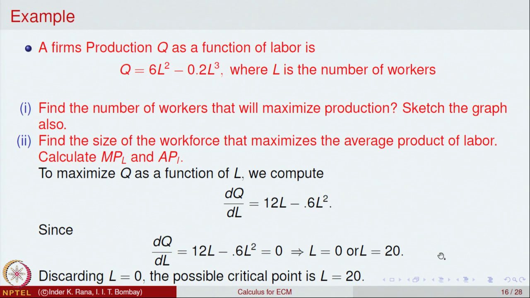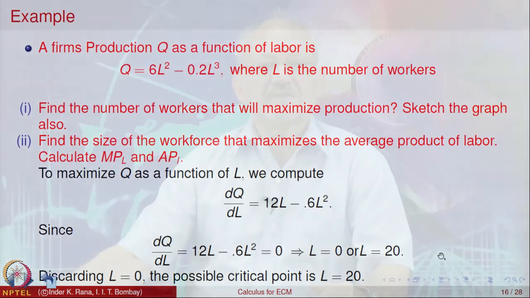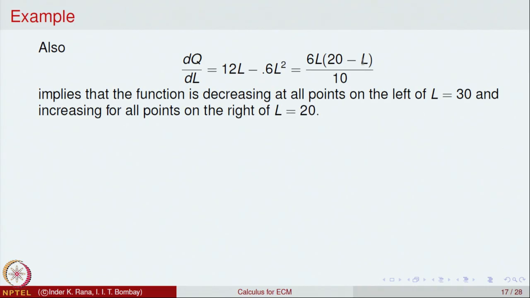At L equal to 20, we would like to know whether this q is a maximum or a minimum. So, we can look at dq by dL, which is given by this. We can analyze the nature of the derivative for L bigger than 20. When L is bigger than 20, this quantity will be negative, so the function will be decreasing for all points on the right. This is written wrongly here.